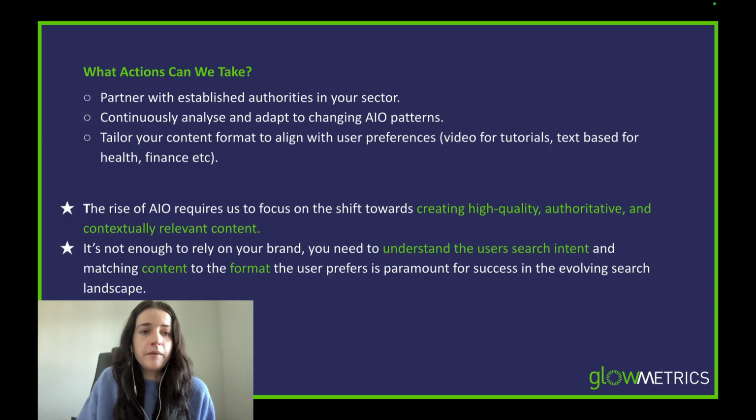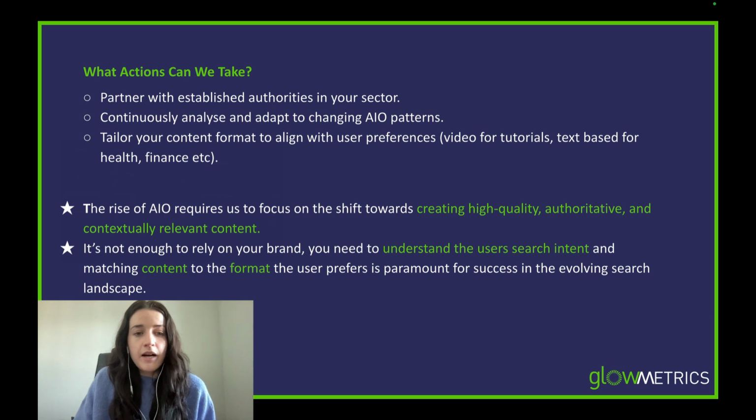So what actions can we take? Partner with established authorities in your sector, really important. Again, EEAT, always think of that. Still really, really important. Continuously analyze and adapt to changing AIO patterns. Again, just keep an eye on what's happening, and if there are big shifts, it's really important to adapt to those changes. And then tailor your content format to align with your user preferences. So again, do your users prefer videos? Do they prefer text-based? That type of thing. And it probably varies based on the industry that you're in.